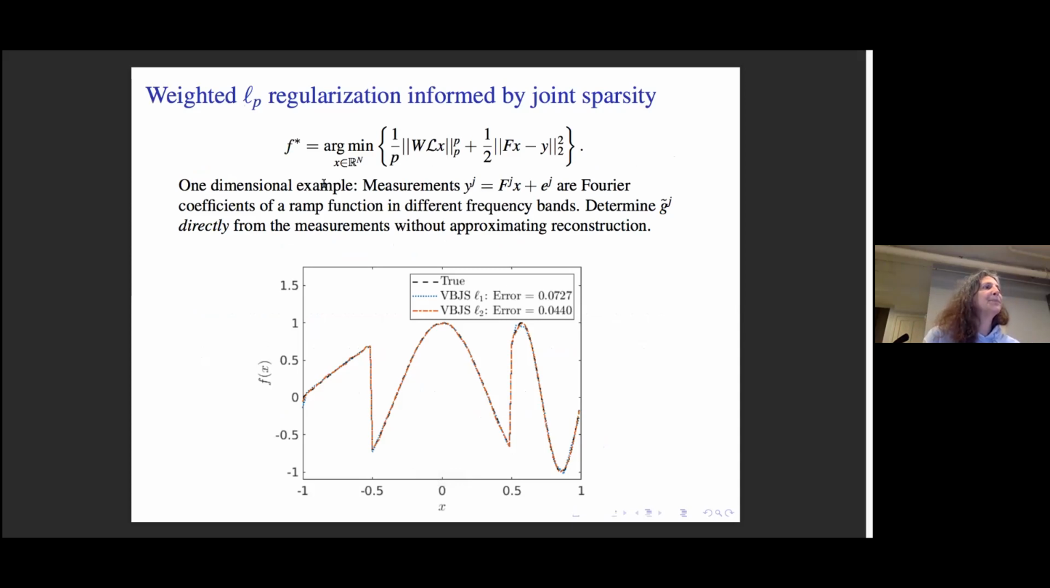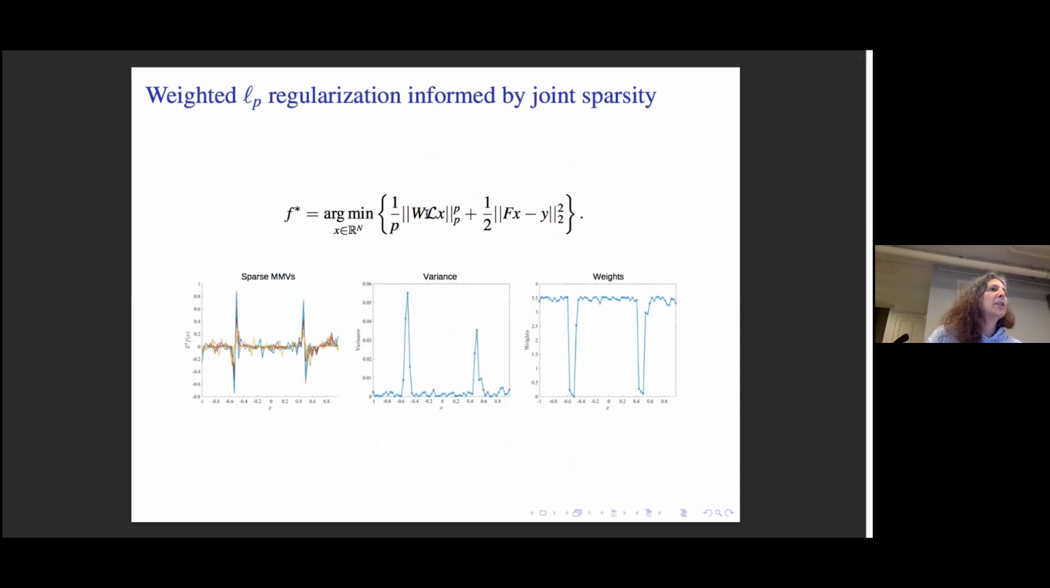Here's a nice little one-dimensional example. This is an underlying function, and these would be the 2 results if we used L1, so P would be 1 and P would be 2. This is obviously an eyeball norm picture, but it's nice. To show how this matrix W is calculated, remember we have Fourier data. In the sparse domain, we have these different results from the Fourier data. That gives us a variance profile like this, and then the weights are inversely proportional to that, which is exactly what you want. You don't want to penalize heavily where there's support in the sparse domain.